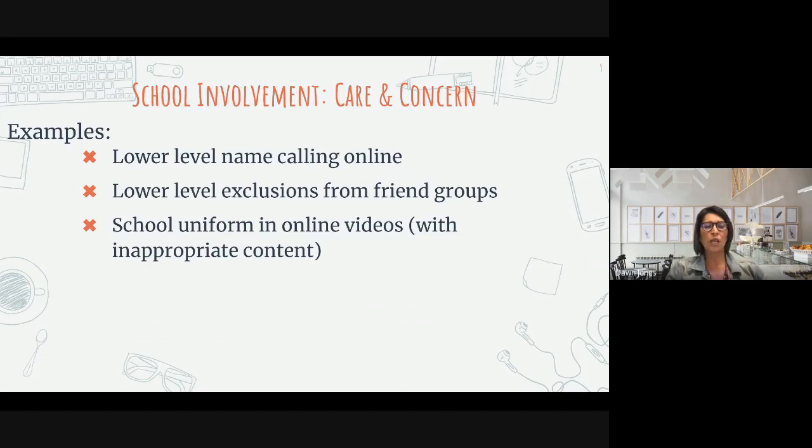Lower level name calling online, lower level exclusions from friend groups. And by that, he meant like, you're calling them jerk, or, hey, I don't want to be friends with you right now, or things like that. Just very, very basic, low, just surface level issues. There could be incident of school uniform and online videos with inappropriate content, lyrics specifically, and it has St. Andrews on there. And so we would want not to have that out on the public realm of social media.